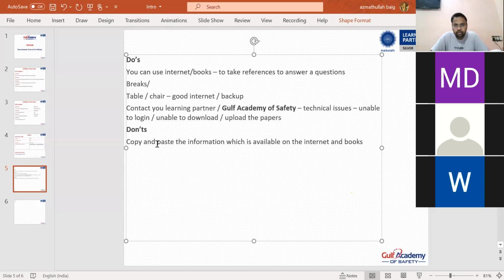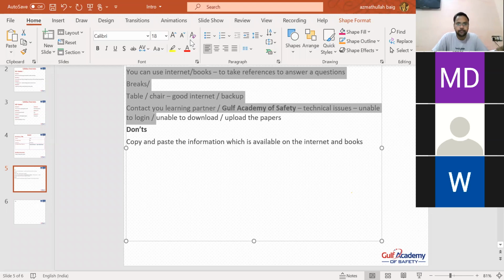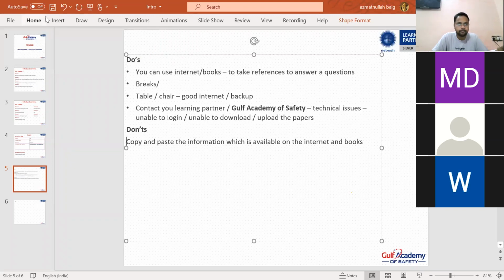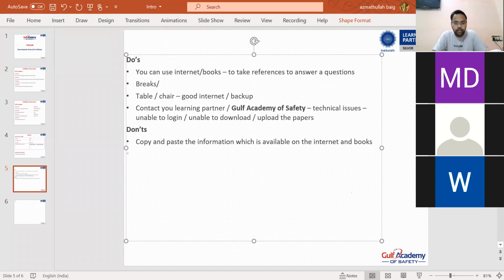Don'ts. Do not copy and paste information which is directly available on the internet or in the reference books. So that is the first don't. Next, you cannot contact your trainer or other learners.